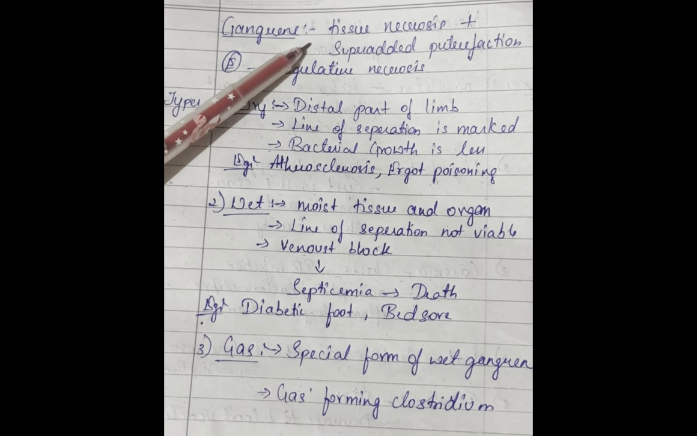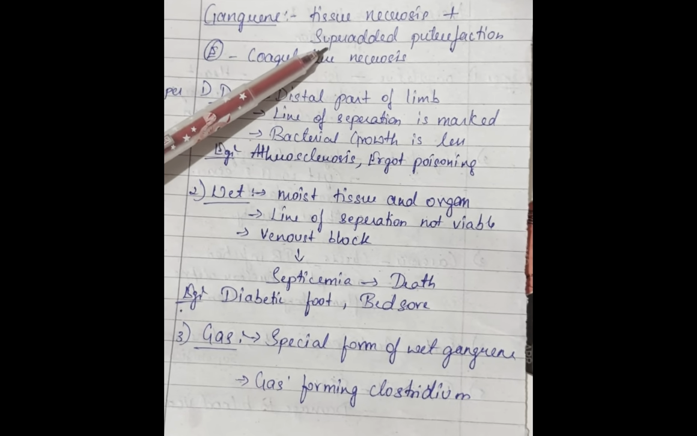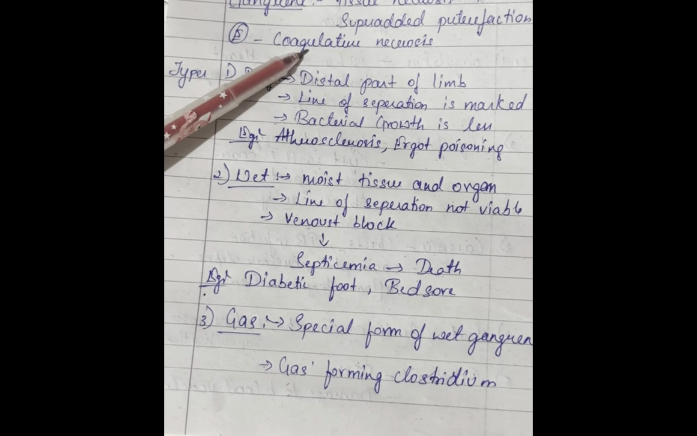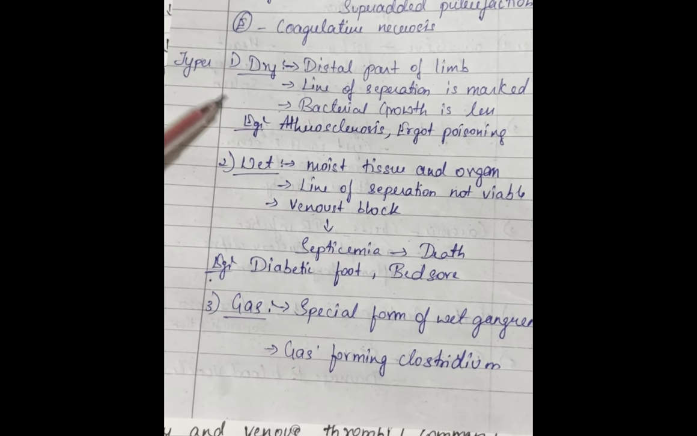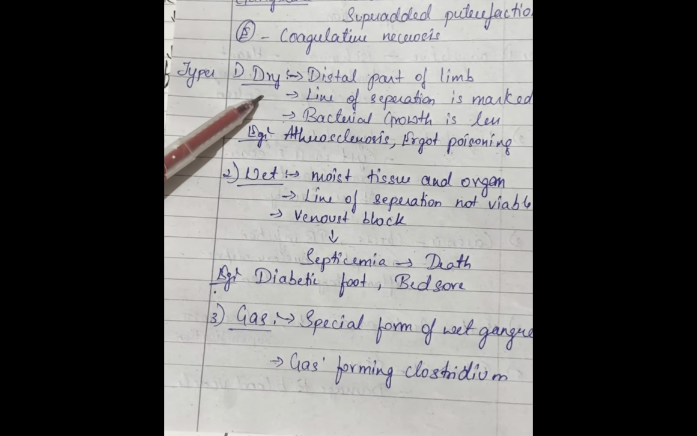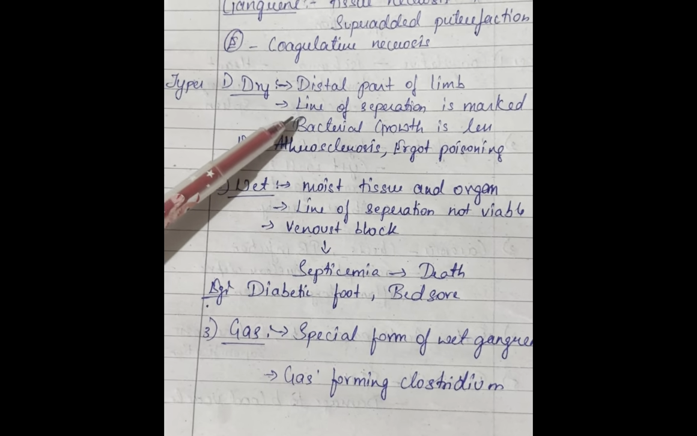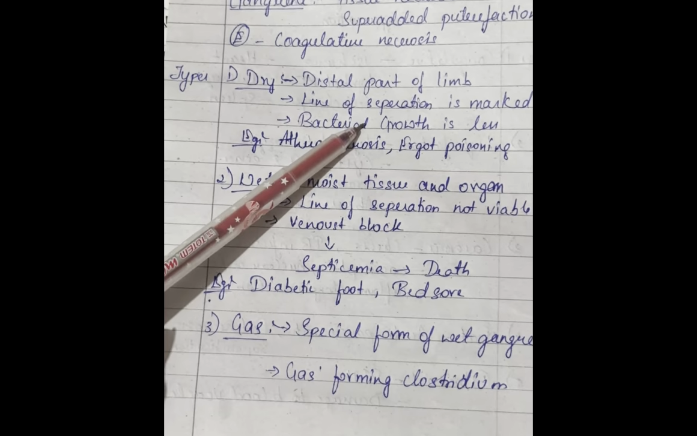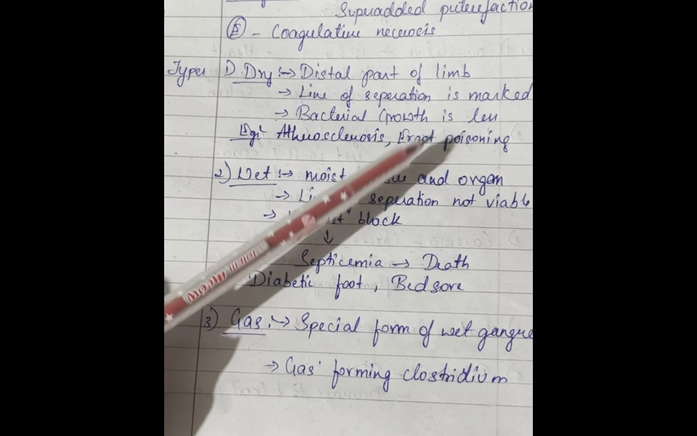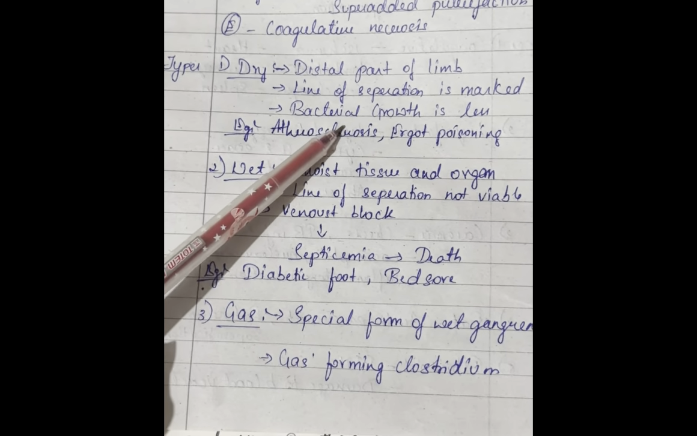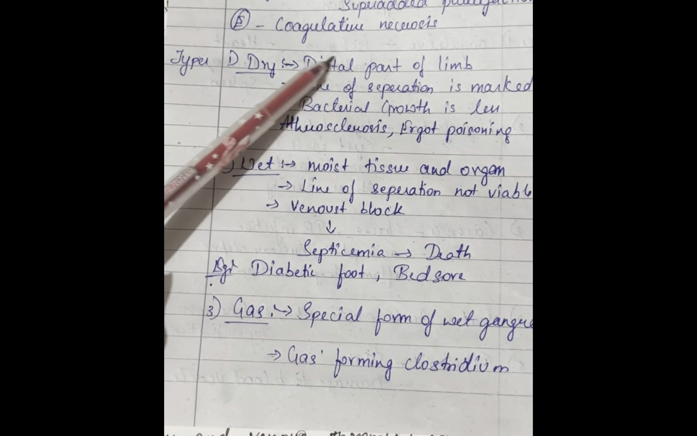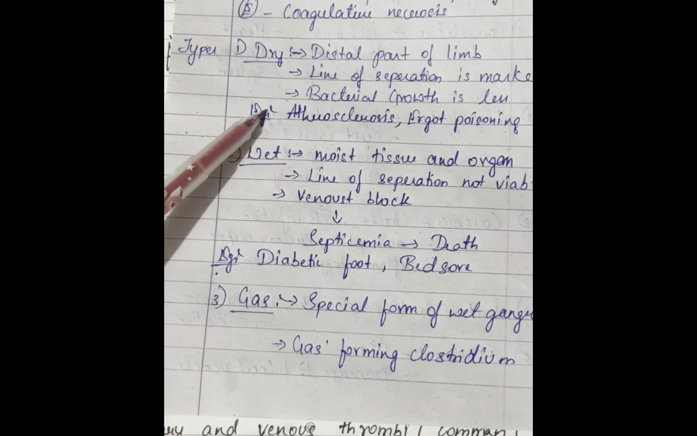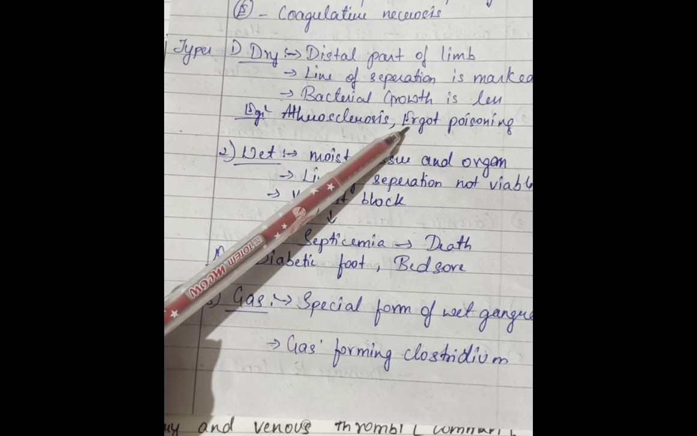So coming forward to the summary of gangrene. What is gangrene? It is a tissue necrosis which is associated with superadded putrefaction. Etiology: mostly due to coagulative necrosis, and there are three types. The first one is dry gangrene, which occurs in the distal part of the limb, and the line of separation is visible or marked, and here the bacterial growth is less because the distal part of the limb has less blood supply. Examples are atherosclerosis or ergot poisoning.